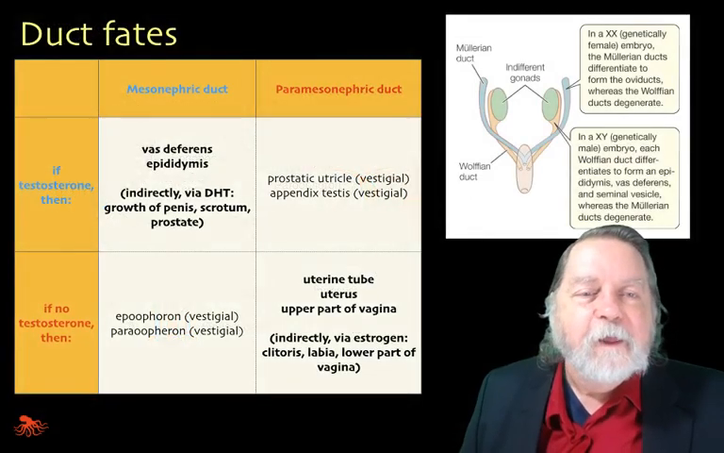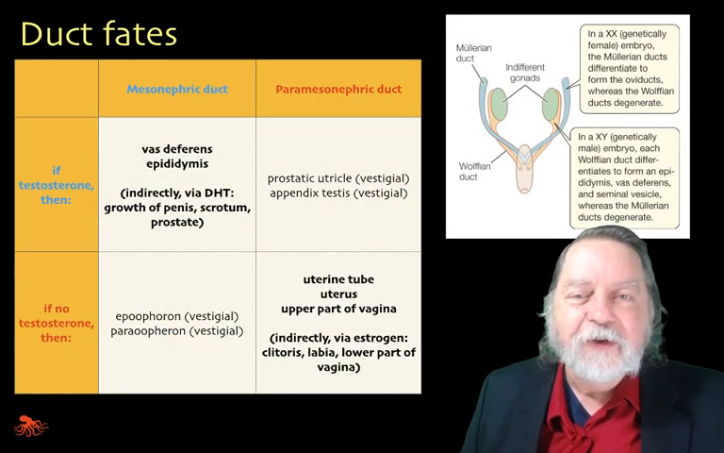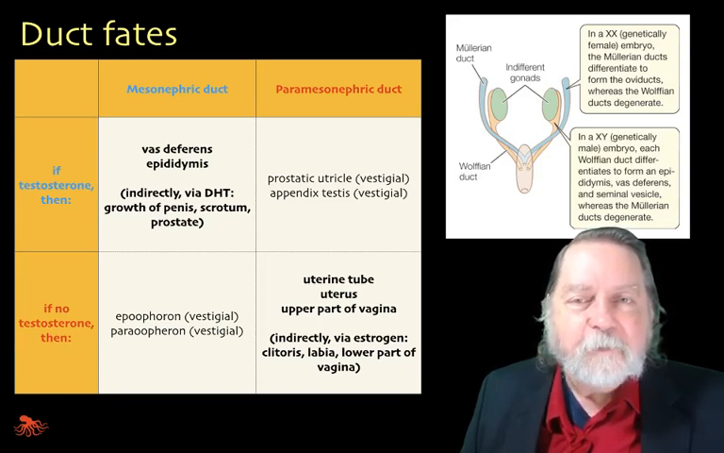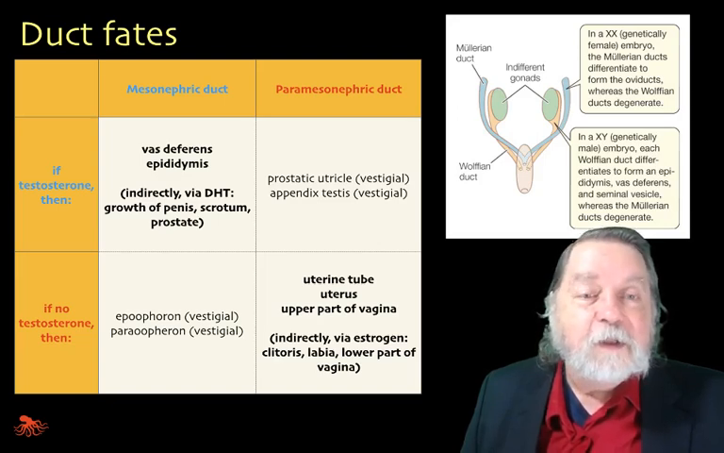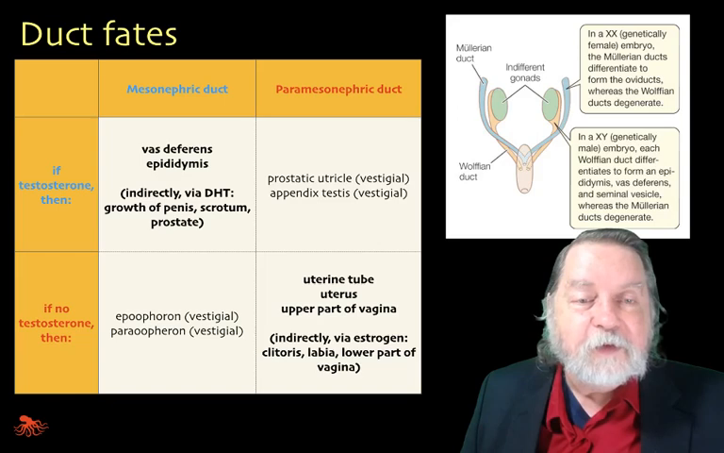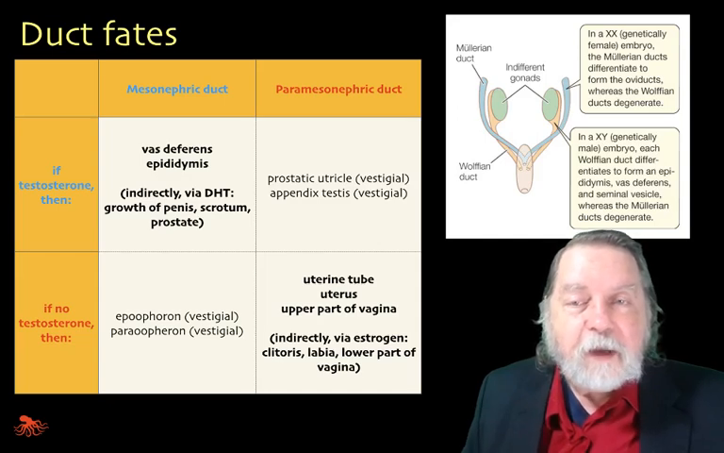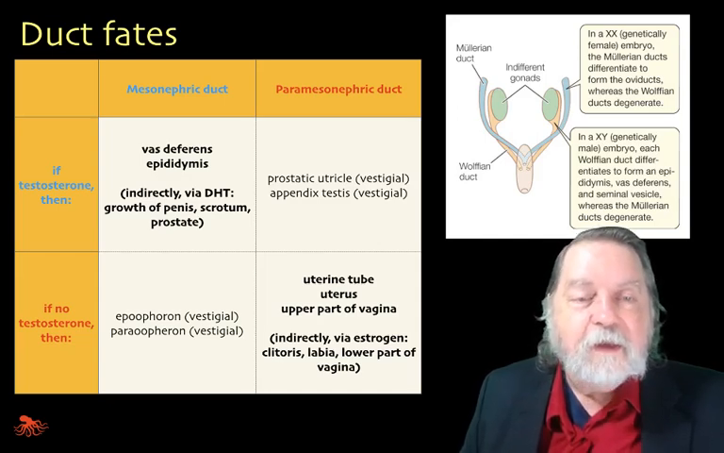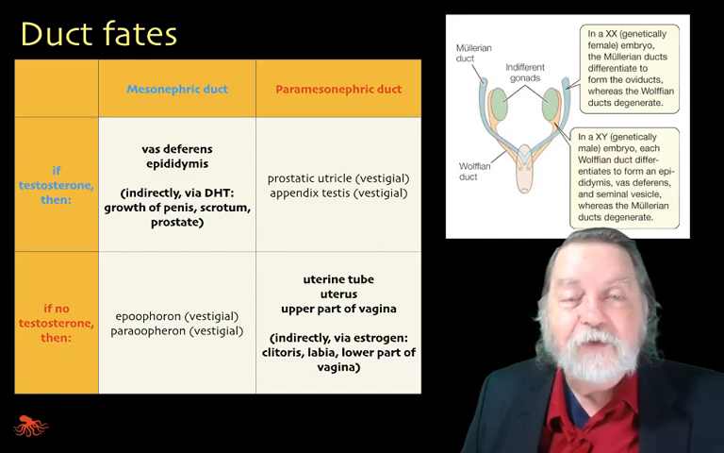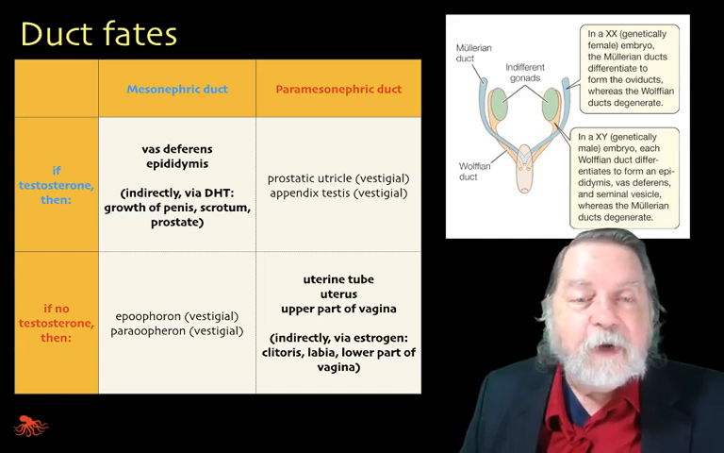Okay, so let's summarize what happens to these things. Under the influence of testosterone, the mesonephric duct and the paramesonephric duct have different fates. If you have testosterone around, the mesonephric duct will develop into things like the vas deferens and the epididymis. It's part of the transport system for getting sperm from the testicles to the end of the penis. Indirectly, not directly by testosterone, we also get the differentiation of things like the penis, the scrotum, and the prostate by dihydrotestosterone.